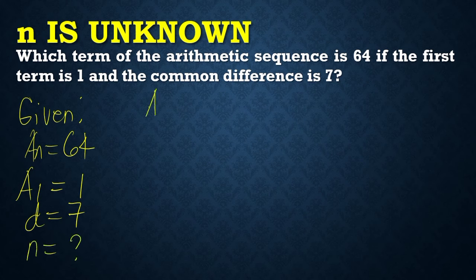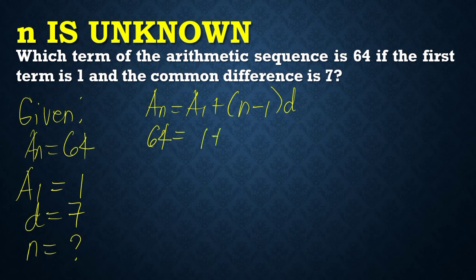So applying the formula, a sub n is equal to a sub 1 plus the quantity of n minus 1 times d. A sub n, 64, is equal to the first term, 1, plus yung hinahanap nga natin, n minus 1, and then d, the common difference is 7. Now, 64 is equal to 1 plus itong term na n minus 1, kailangan nating i-multiply sa 7, i-multiply natin sa n minus 1.